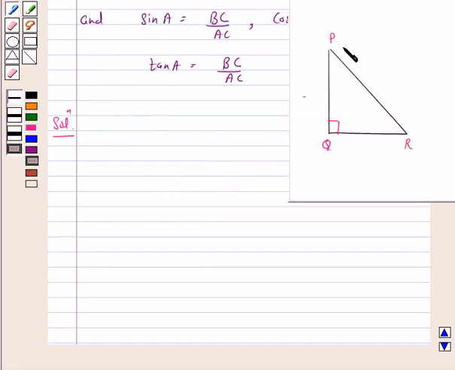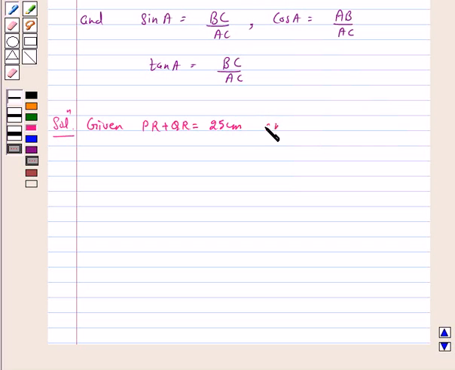Now, we are given a triangle PQR, right angled at Q, and PR plus QR is equal to 25 cm and PQ is equal to 5 cm. Therefore, PR is equal to 25 cm minus QR.